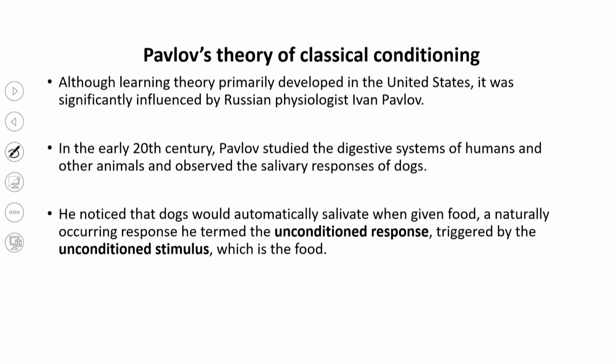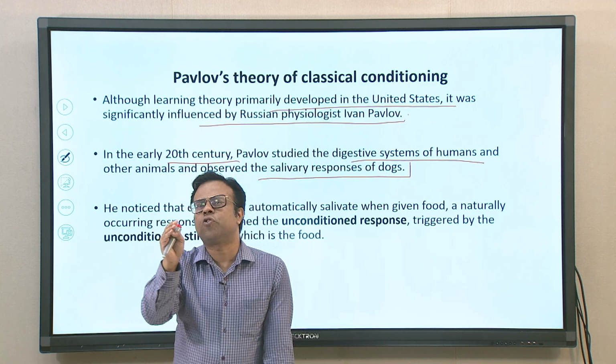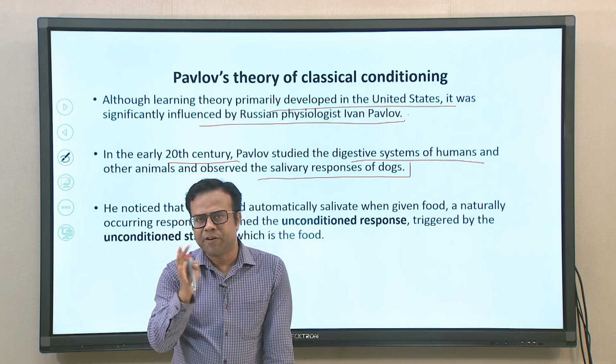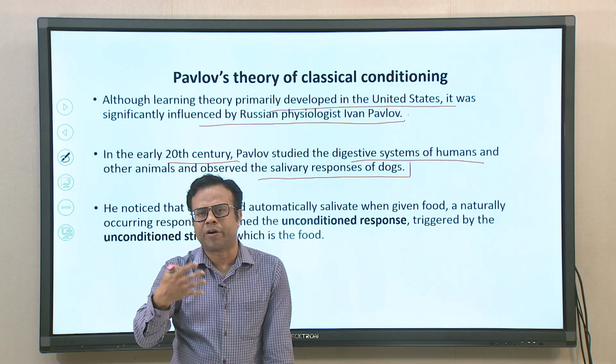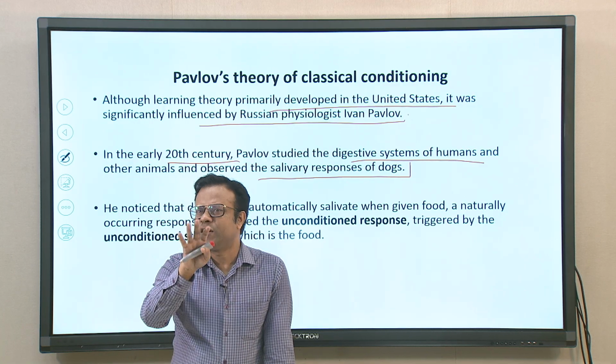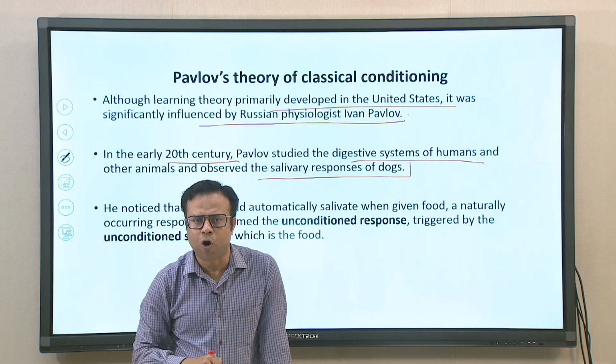Although learning theory primarily developed in the United States, it was significantly influenced by Russian physiologist Ivan Pavlov. A lot of other research happened in the US, but this particular concept developed in Russia by Ivan Pavlov. In the early 20th century, Pavlov studied the digestive systems of humans and other animals like dogs and observed the salivary responses of dogs. So, he was doing some research which was not directly related to learning. He was a physiologist and he was doing research in the context of the digestive system of humans, and he was doing some research with animals, particularly dogs.